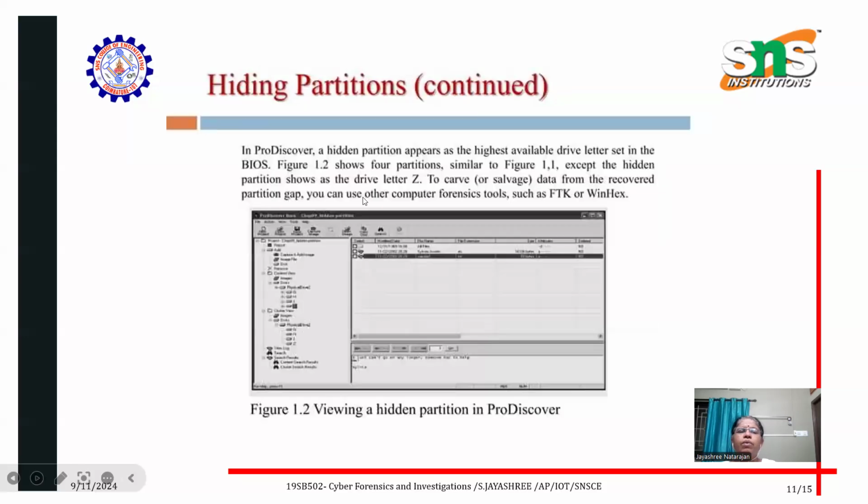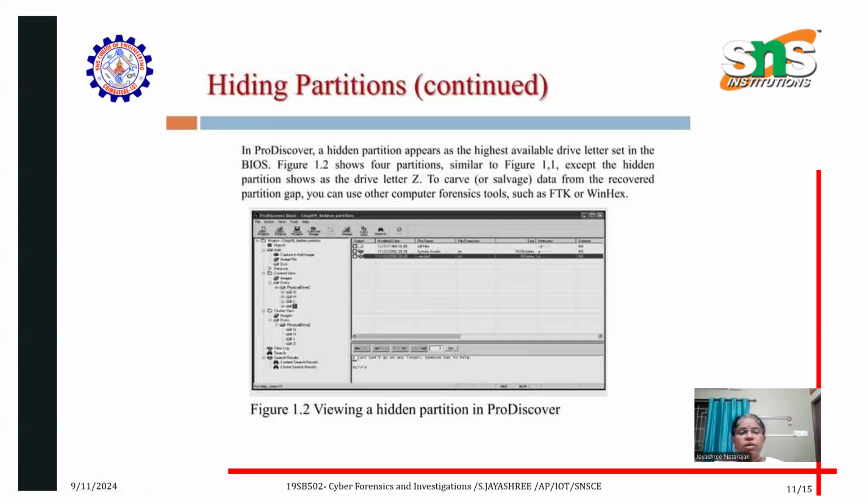So next, in the ProDiscover tool, a hidden partition appears as the highest available drive letter set in the BIOS. So look into figure 1.2, showing a hidden partition in the ProDiscover software tool. Figure 1.2 shows 4 partitions similar to figure 1.1, except the hidden partition shows as drive letter Z.